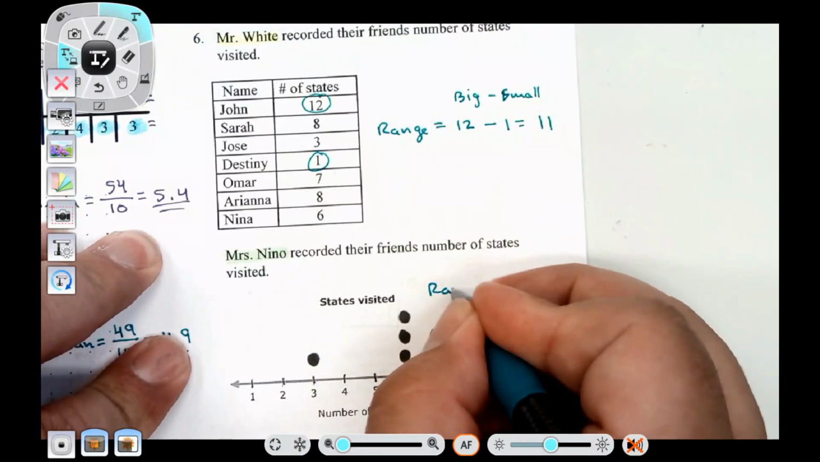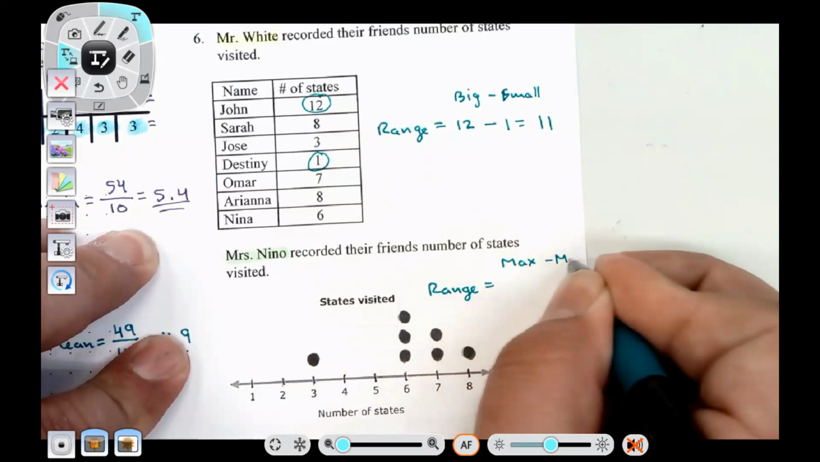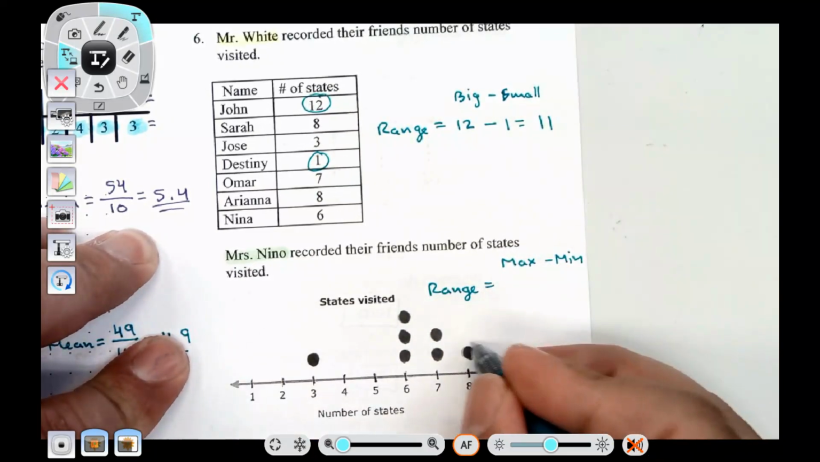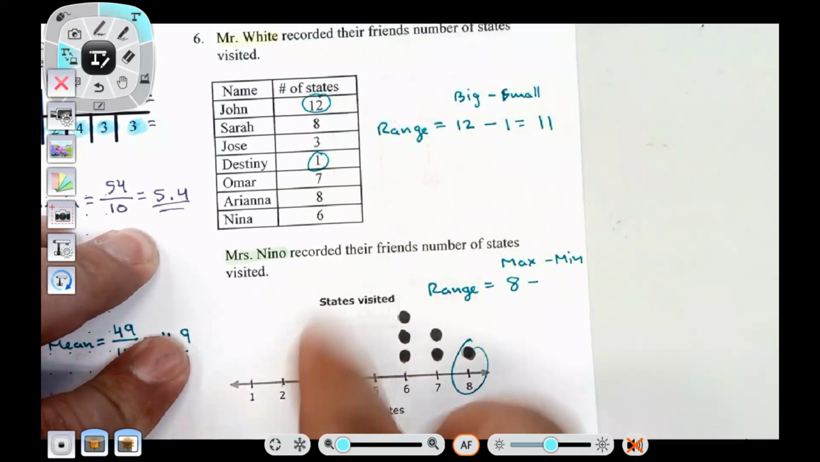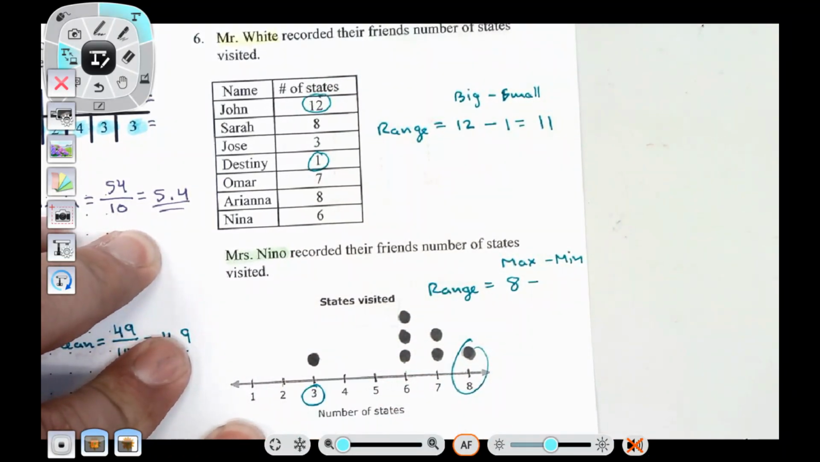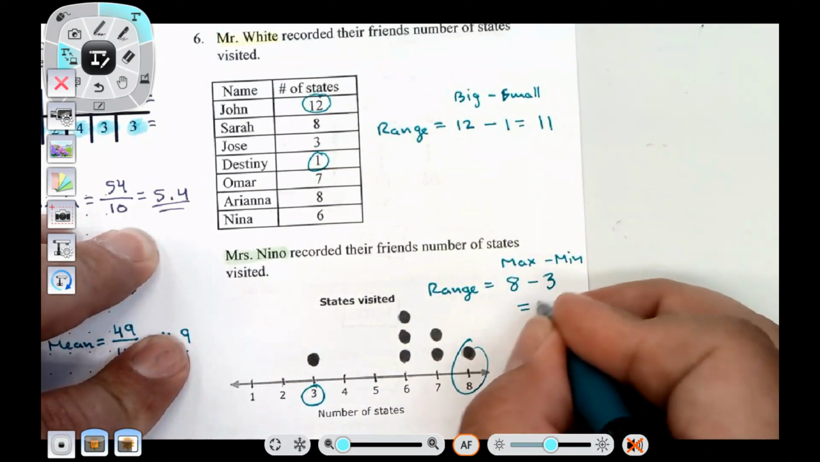Well, now I'm going to do the same thing for Miss Nino. Remember, range is biggest number minus smallest number, max minus min. So the biggest number, there it is, 8. Minus, there's a dot on the 3. I'm not going to say a 1. There's no dot there. This is where I see a dot at 3. So the range here is 5.